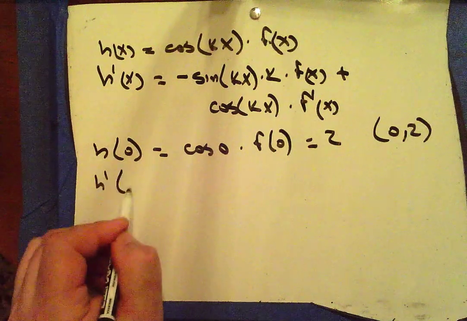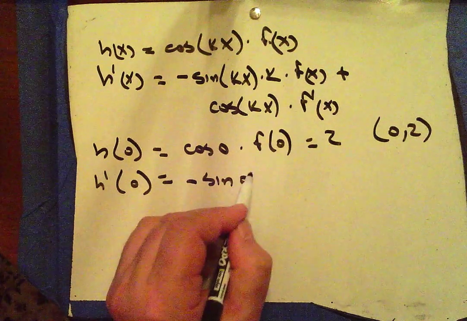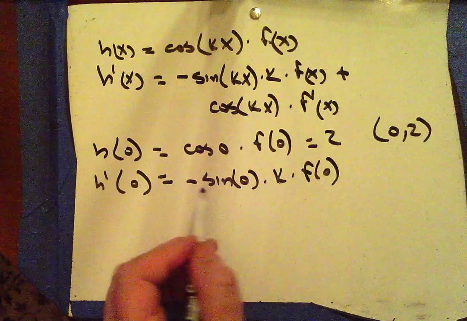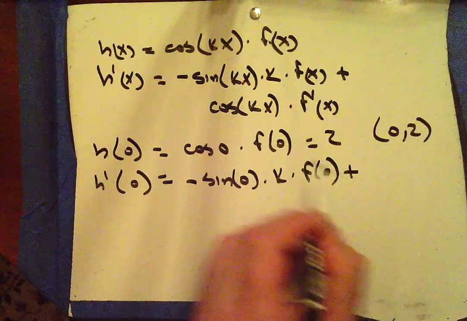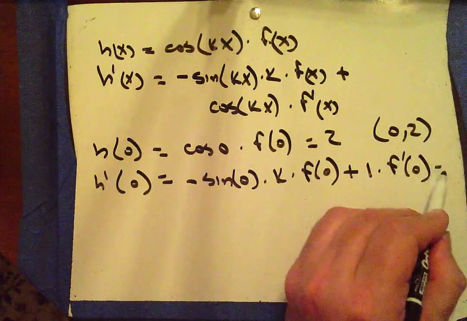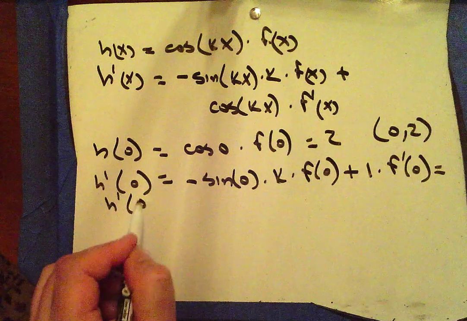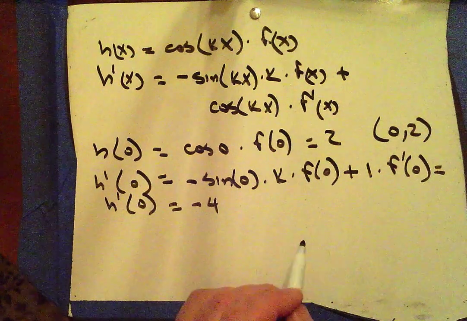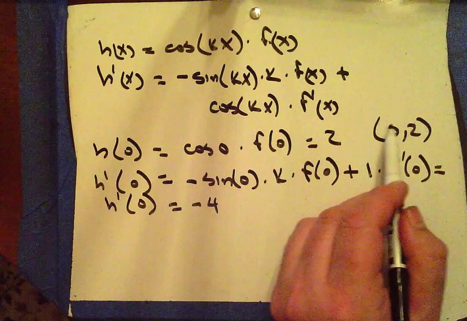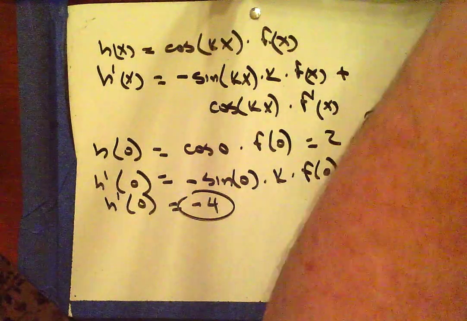Now I need h prime at 0, which is going to be minus sine of 0 times k times f of 0. But since the sine of 0 is 0, all this goes away. Cosine of 0 is 1 times f prime of 0. And f prime of 0 was -4. So h prime of 0 equals -4. So I think I've got this, here's my ordered pair, here's my slope at that point. I think I'm ready to write the equation of the tangent line.